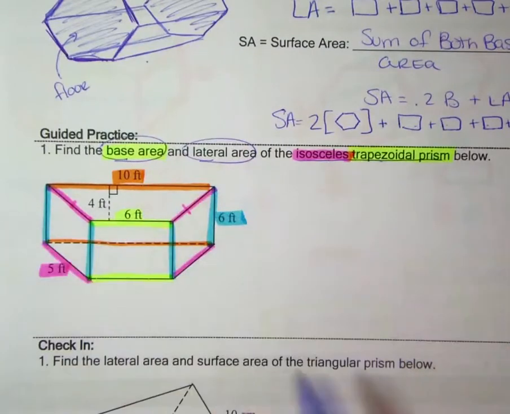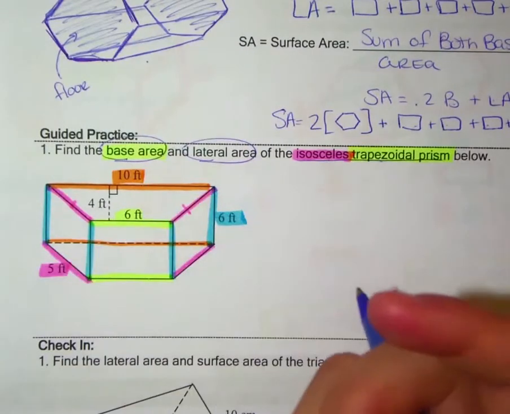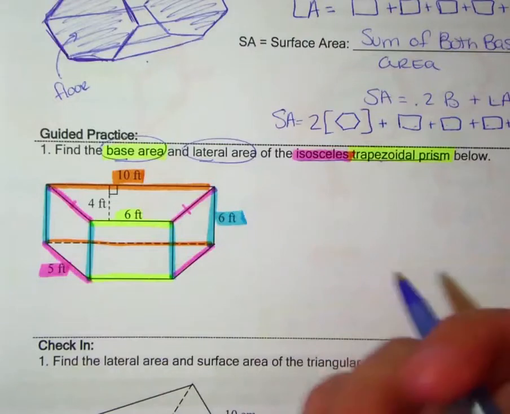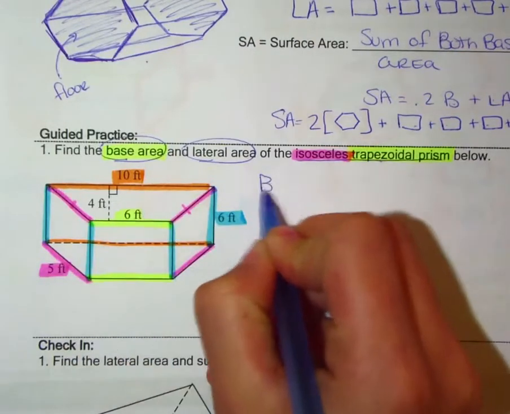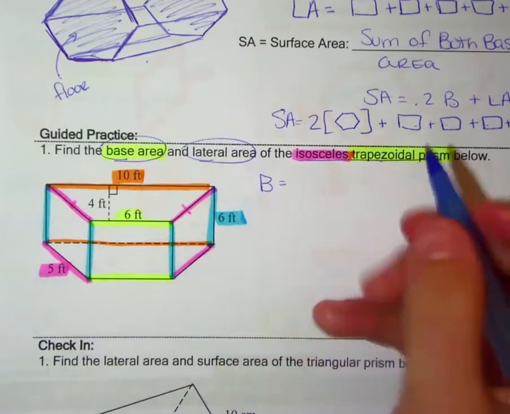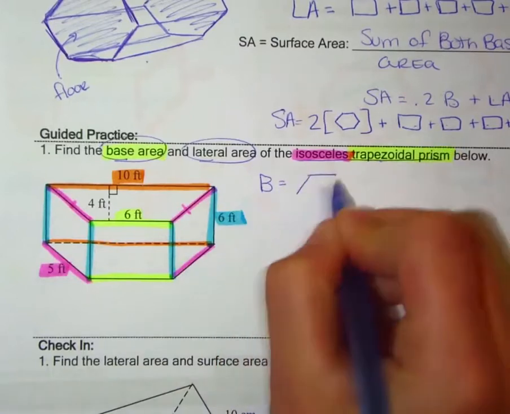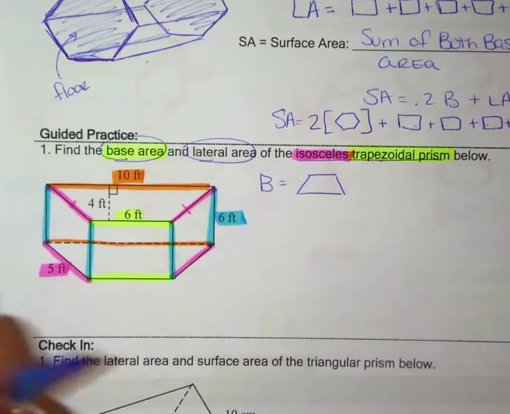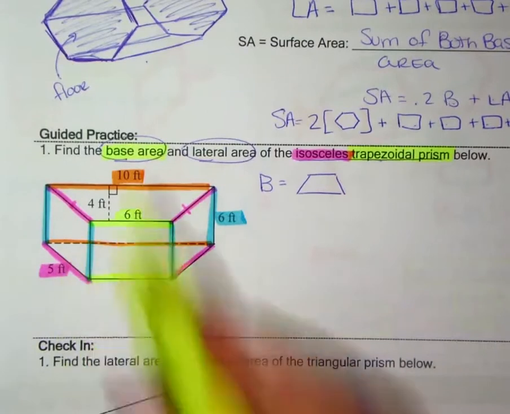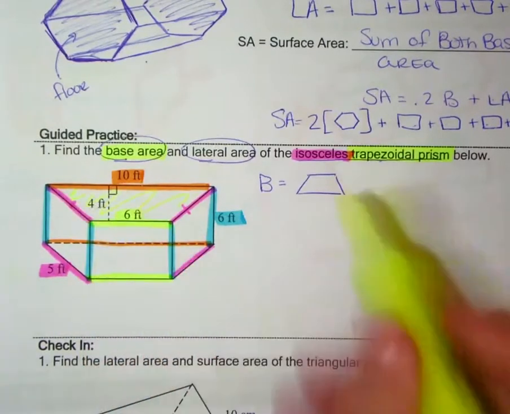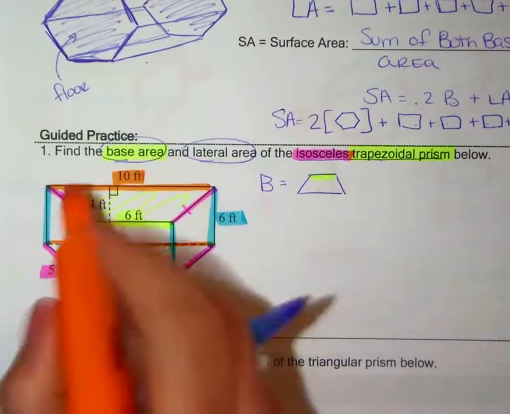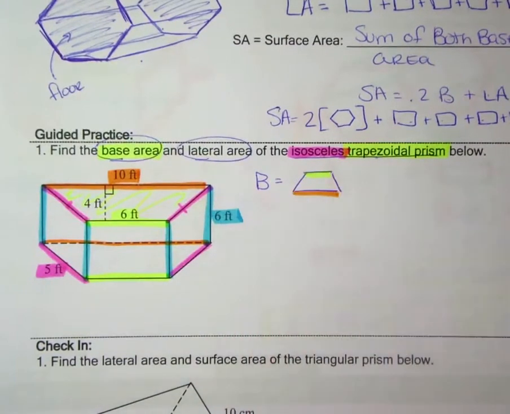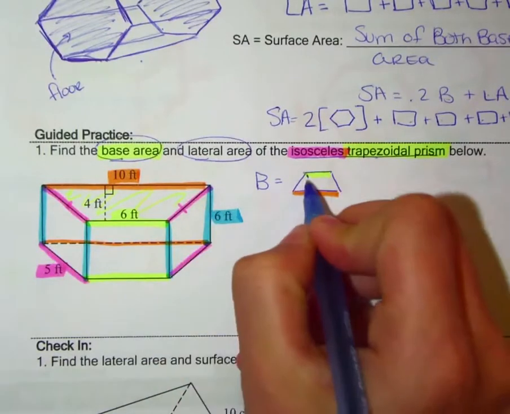So the reason I do that is so that once I start doing all my formulas, I don't grab the wrong number just because I'm doing it quickly. Okay, so let's find base area first. All right, so the base is a trapezoid, right? It looks like the trapezoid is here. This is 6 feet because I see it, right? The base is the orange, which is 10 feet. I actually don't need these sides, but I do need the height, which is 4.